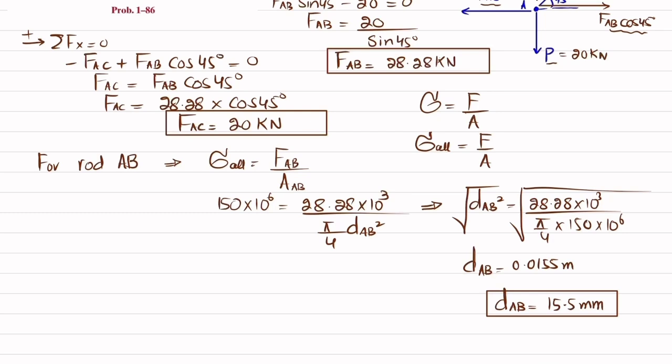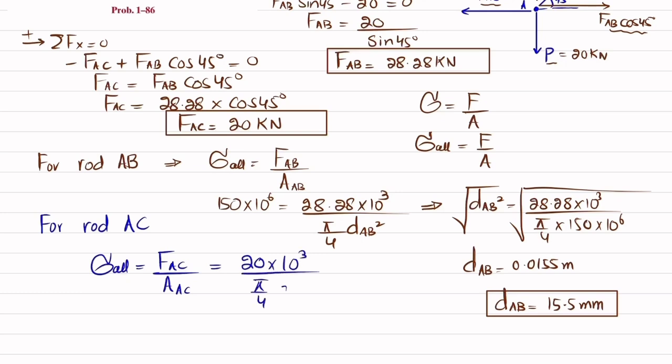Now we'll find it for rod AC. For rod AC, the allowable tensile stress is equal to FAC divided by the area of AC. FAC is 20 kilonewton. So 20 into 10 to the power 3 divided by the area, which is pi by 4. We are interested in finding the diameter, so DAC square. The allowable stress is 150 megapascal, so 150 into 10 to the power 6 is equal to 20 into 10 to the power 3 divided by pi by 4 into DAC square.